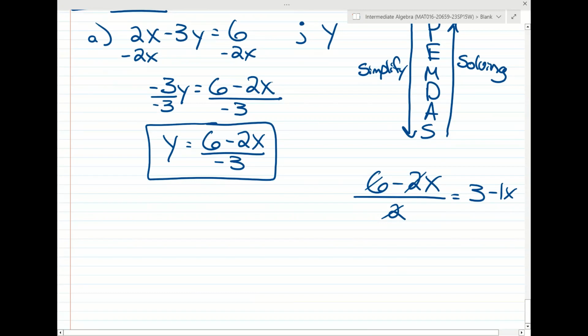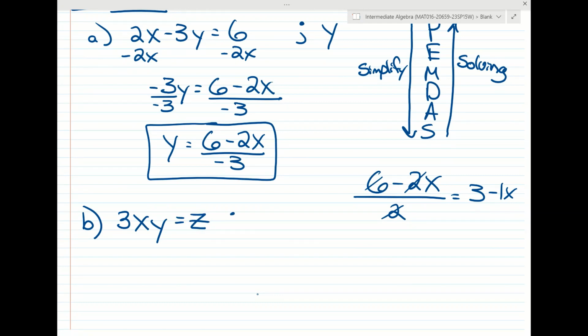All right, a couple more things here. What if we had 3xy is equal to z, and I wanted to get the x by itself? Well, right now we're multiplying by 3 and we're multiplying by y, right? So this is simple. You could just divide everything by 3y. And there you go, x is by itself.